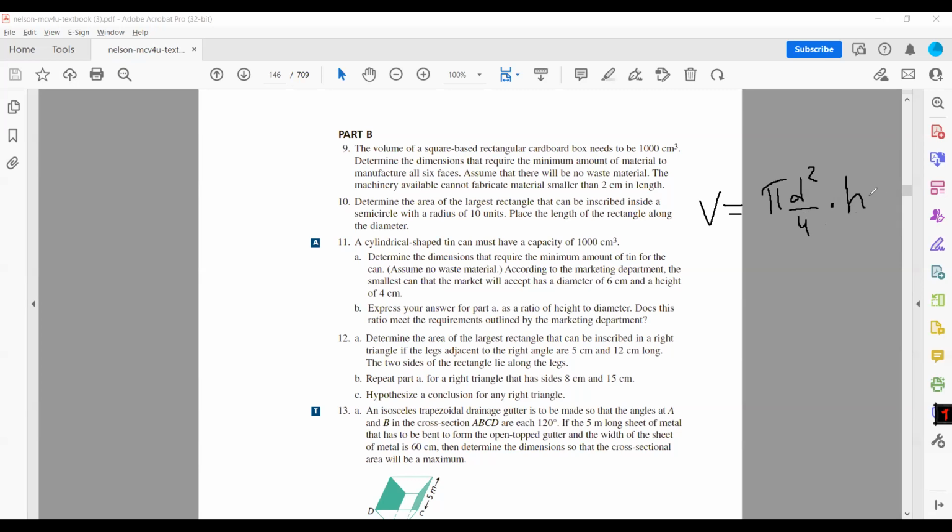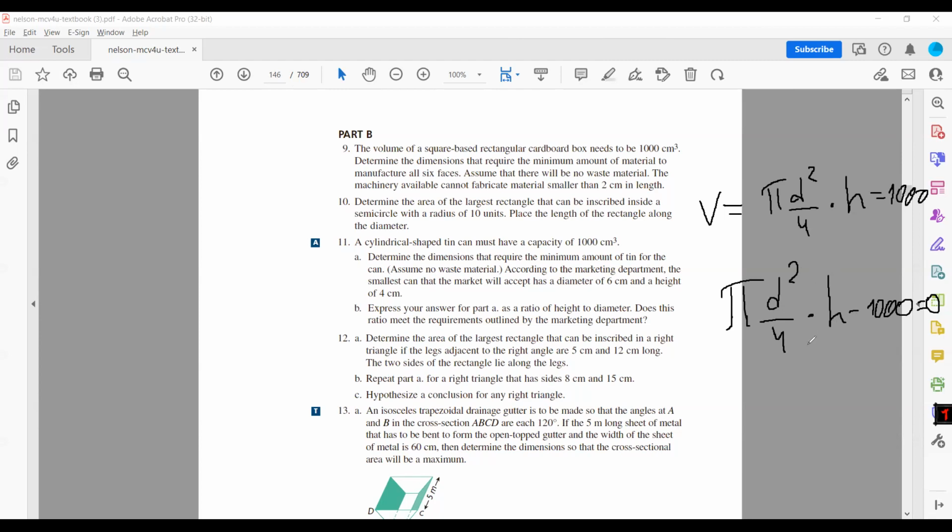Am I correct? Yeah. And we also know that it equals 1000. If you move everything to one side, you get a pretty straightforward equation: πD² over 4 times h minus 1000 equals 0. Here you have an equation with two variables, right? Diameter and height. So we have to decide which one we want to lock.